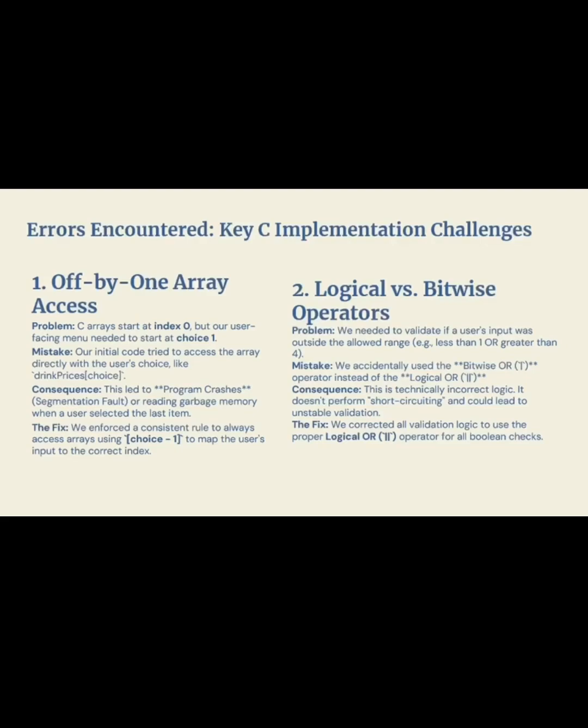Now, when we dug into the code, we found some critical challenges. The biggest one was an off by one array access error. C arrays start at index 0, but our menu started at 1. This meant our early code was constantly trying to read garbage memory or just crash the program entirely. The fix we found was to always use choice - 1 to map the user's input to the right index.